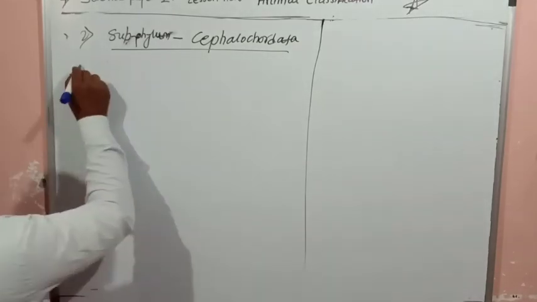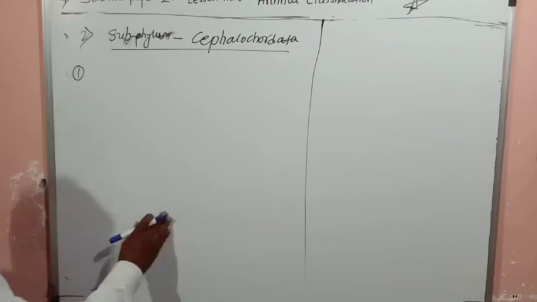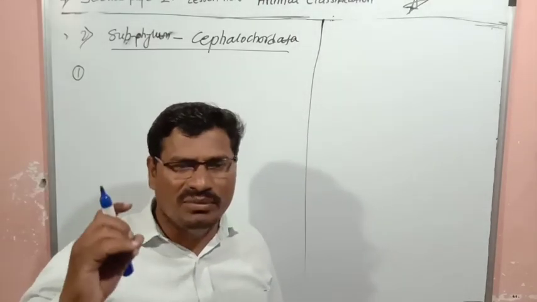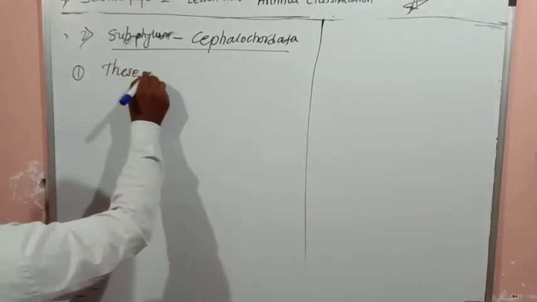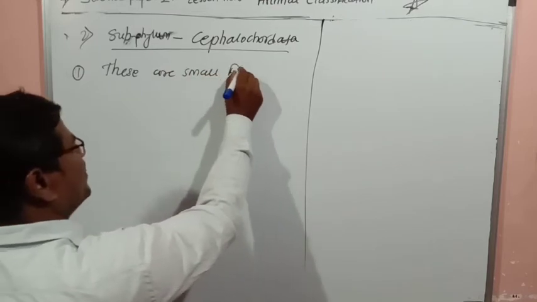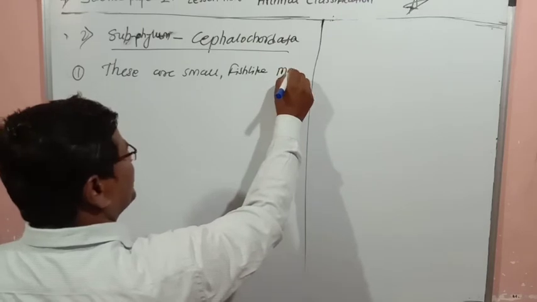So first characteristic, these animals are small, fish-like, as well as marine water animals.